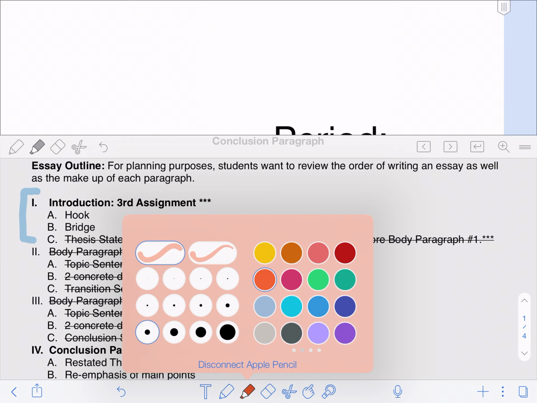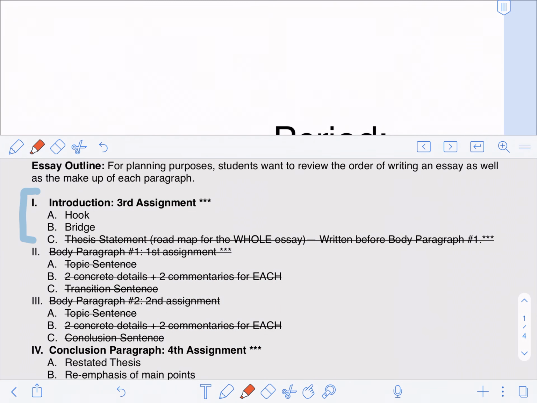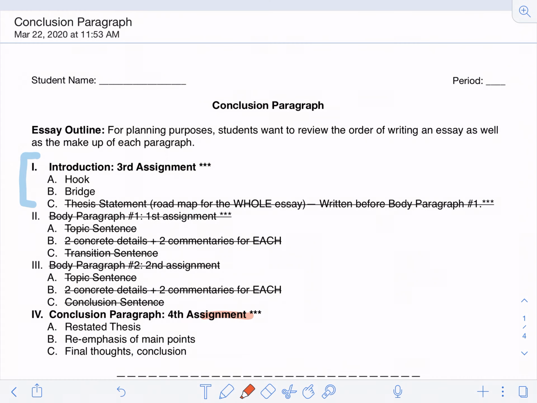Hi guys, today we're going to be talking about the conclusion paragraph. I have left the introduction up here as our third assignment. We should have written this sometime this last week. And then today we're going to be focusing on the conclusion paragraph, which is our fourth assignment in the research paper.